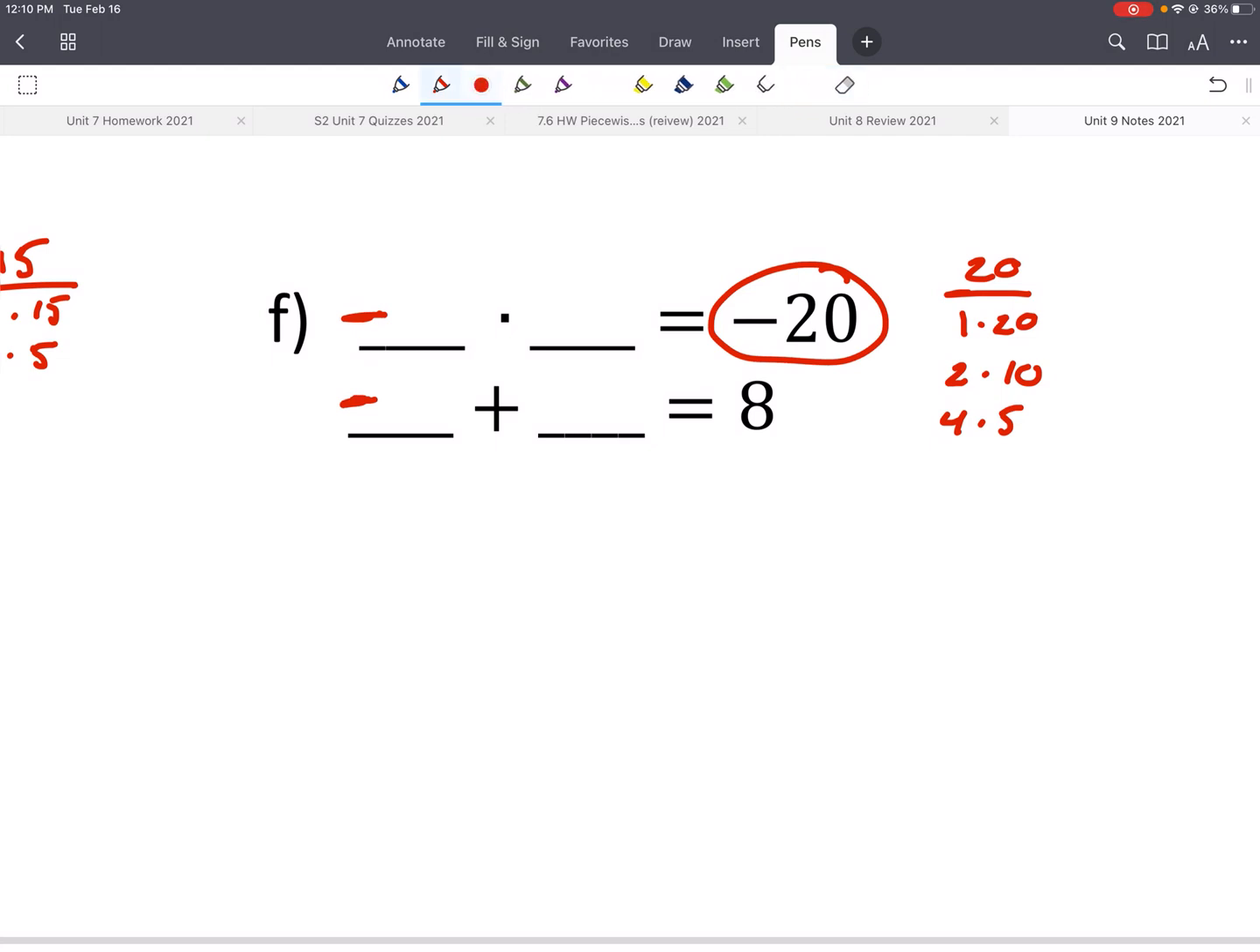So you could do 1 minus 20 or 20 minus 1, but that gives you 19, and we don't want 19. What about 2 and 10? I think that could possibly work, like a negative 2 and a positive 10. That gives you a positive 8. So we'd do negative 2 and 10.